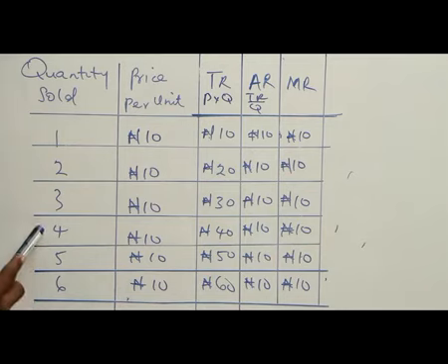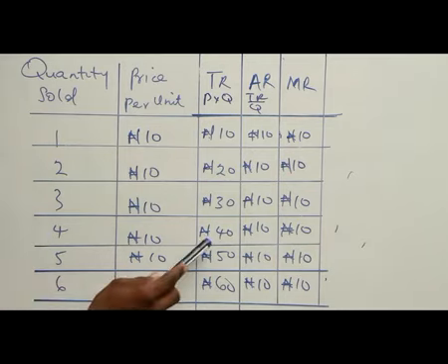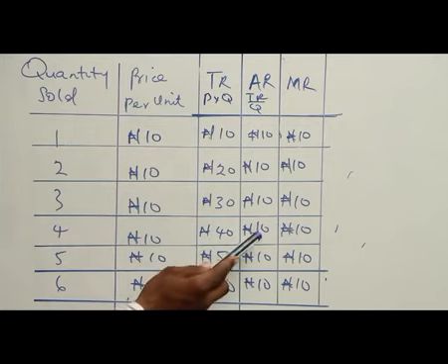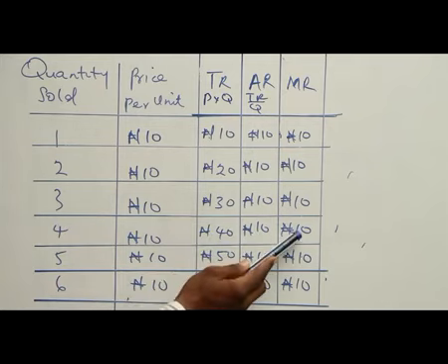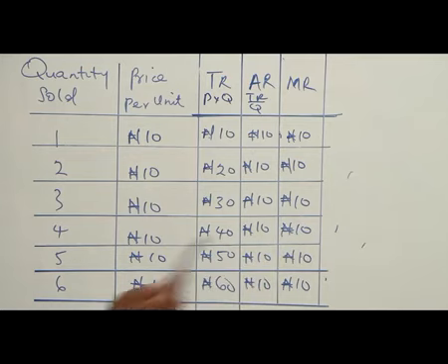Now, looking at 4 units of the quantity sold at 10 naira, the total revenue is 40 naira. The average revenue is 10 naira, while the marginal revenue too is 10 naira. So for 5 units sold and 6 units sold at 10 naira each, the total revenue is 50 naira for 5 units and 60 naira for 6 units, where the average revenue happens to be the same, 10 naira, the price of the commodity per unit, while the marginal revenue is also 10.